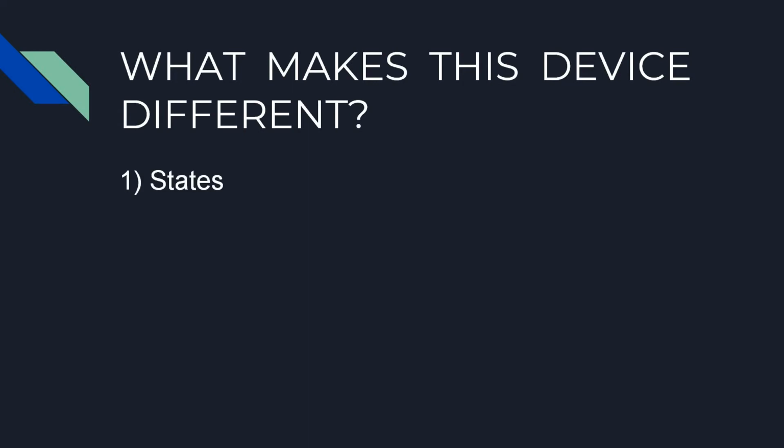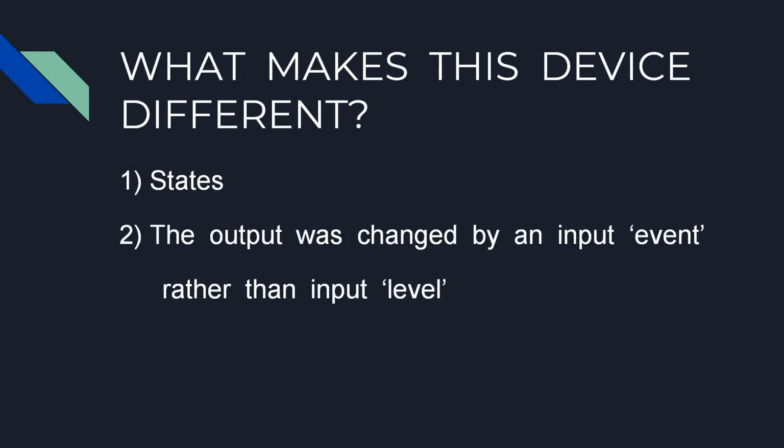The first one is the states. The second difference is more subtle. The push of the button marks an event in time. We speak of the state before the push, when the light is on, and after the push, when the light is off. It's the transition of the button from unpushed to pushed that we are interested in, not whether the button is currently pushed or not. The output was changed by an input event rather than an input level.